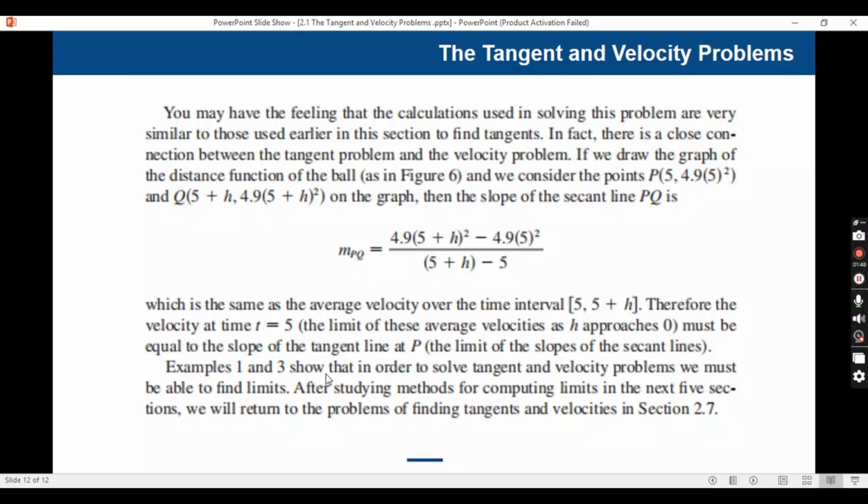Examples 1 and 3 show that in order to solve tangent and velocity problems, we must be able to find limits. So when they talk about limits, do you understand what they mean? Yes, I understand it. Okay. Are you able to describe it?